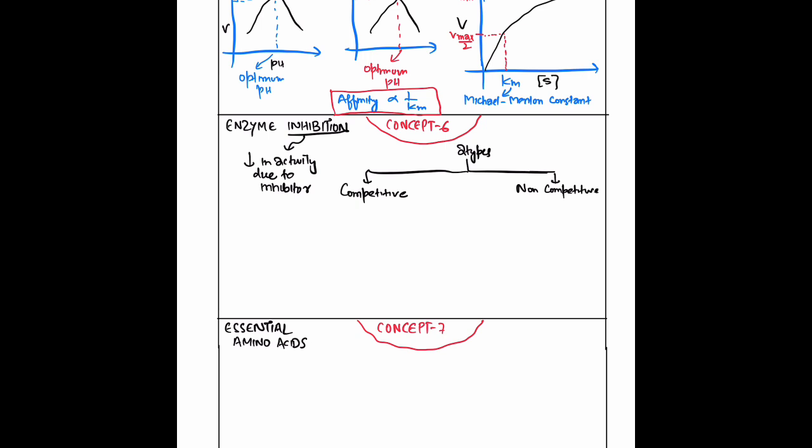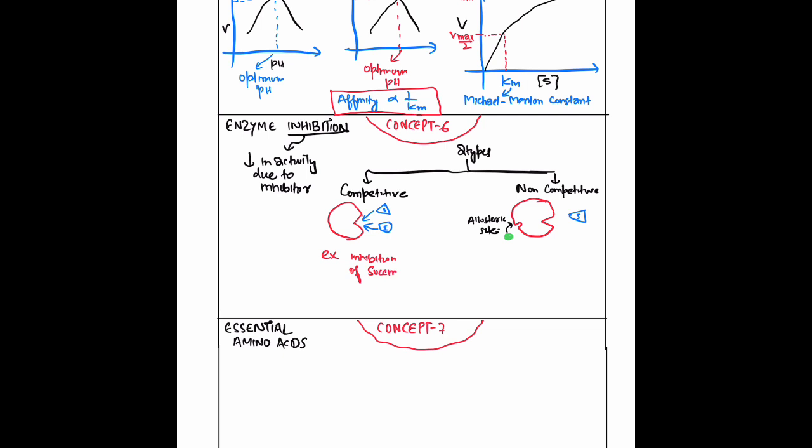In case of competitive inhibition, the inhibitor just looks like the substrate. So they both compete for the active site. But in case of non-competitive inhibition, substrate and inhibitor have no resemblance. This is the substrate and this is the inhibitor. So inhibitor binds to a different site which is called allosteric site.